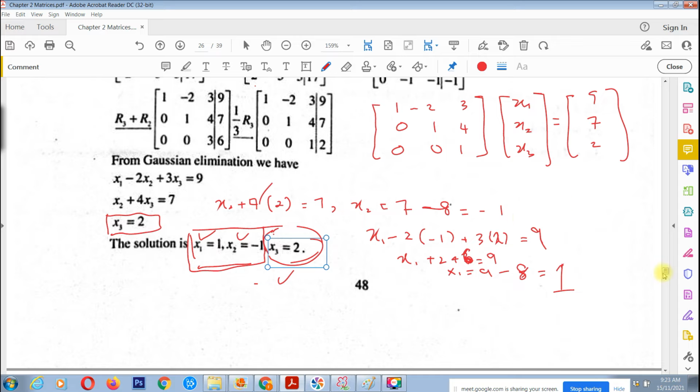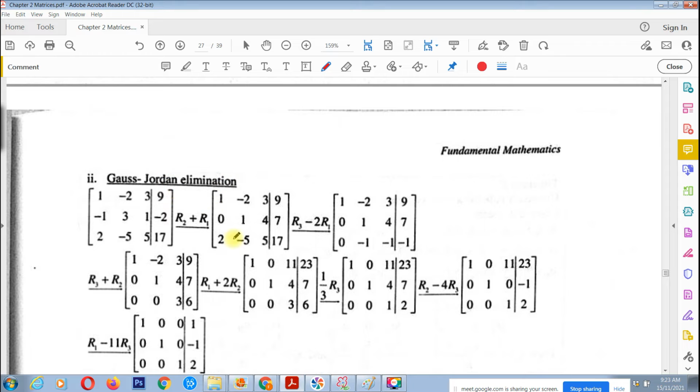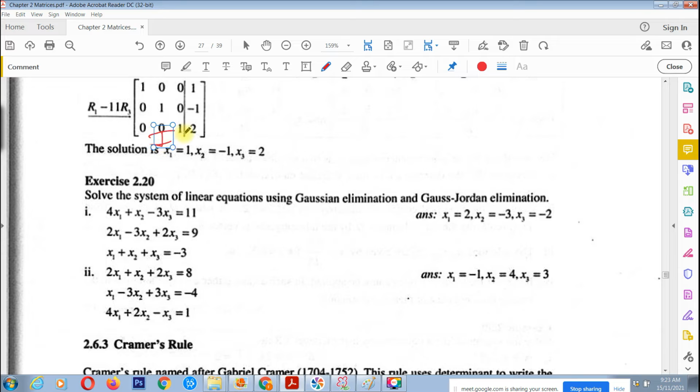So this is Gaussian elimination. If it's Gauss-Jordan elimination, you just reduce everything until you get the identity here, and then just read off the solution. You get the same result. You can use Gaussian elimination or Gauss-Jordan elimination, depending on the question and which method we need to use to find the solution.